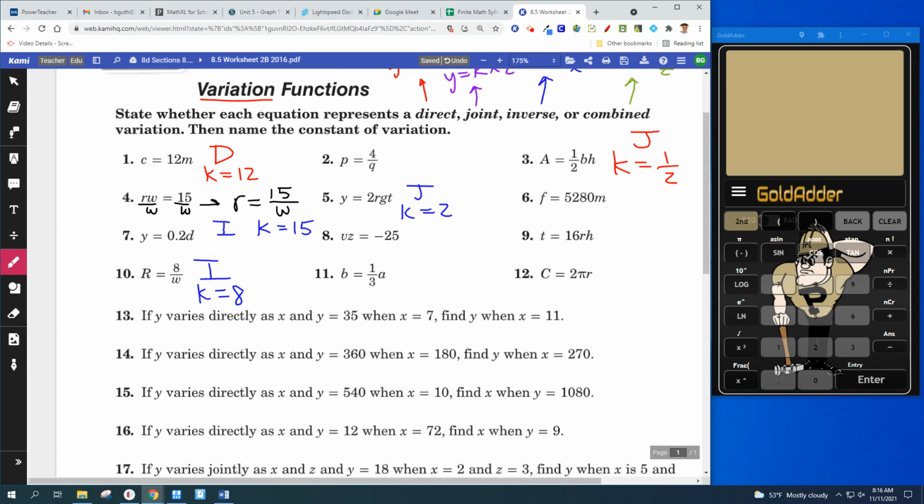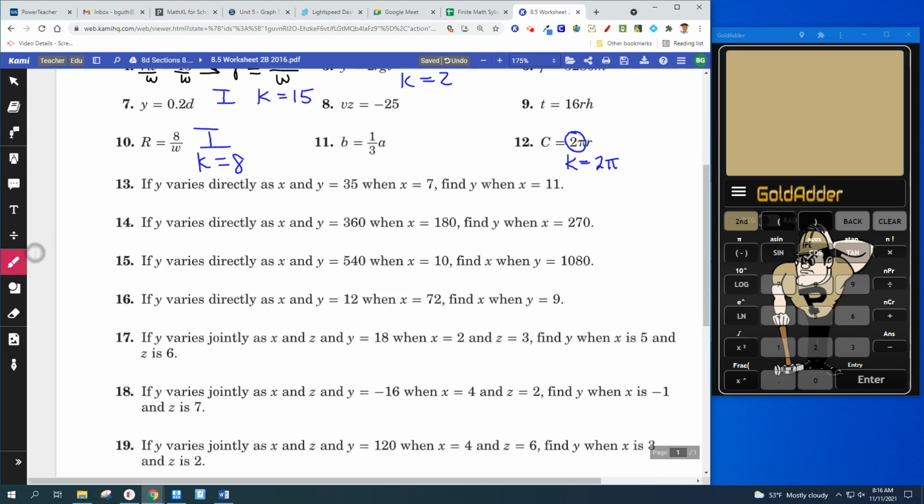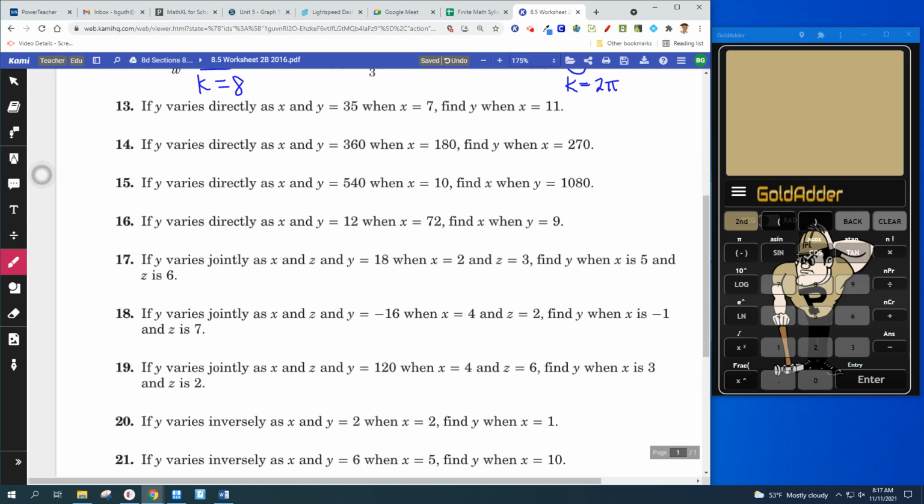12, yeah, 12 is tricky, but since pi is a number, that whole thing would actually be the k. We could say k is 2 times pi because that's the number. Pi is 3.14, so 2 times that, 6.28. So it's direct with that k. All right, so you can finish that up. Please wait. We need to get to these, okay? And these are much, much harder.